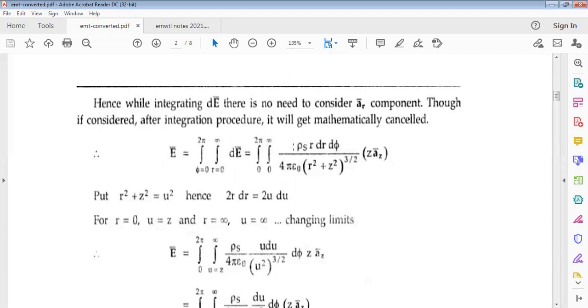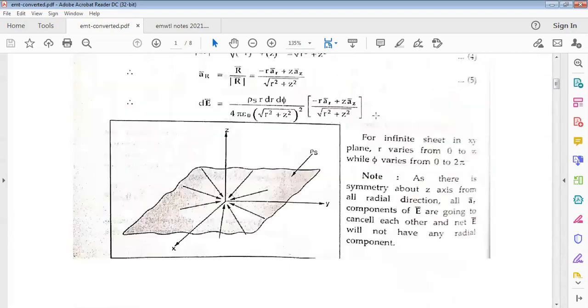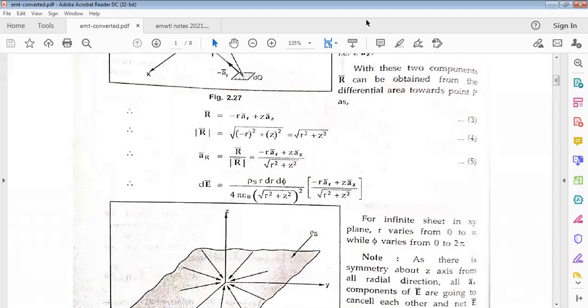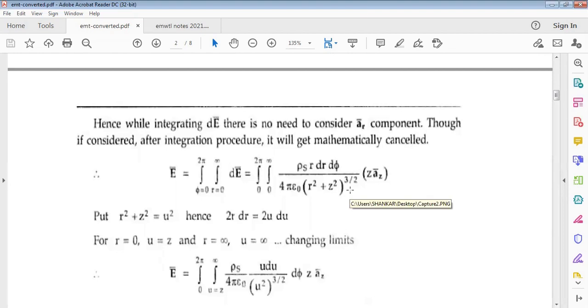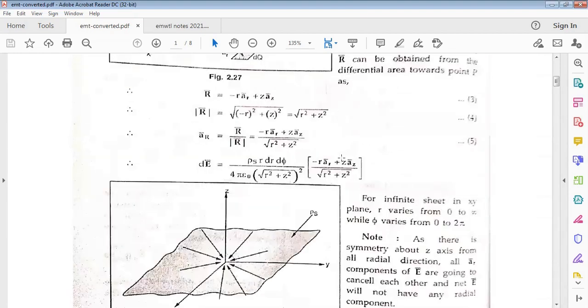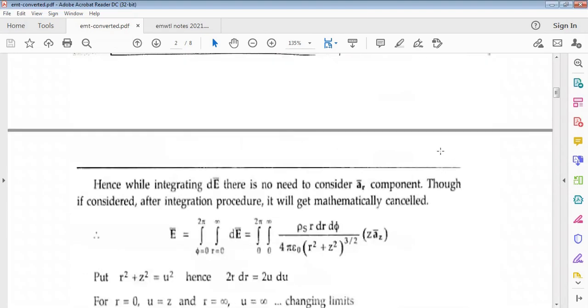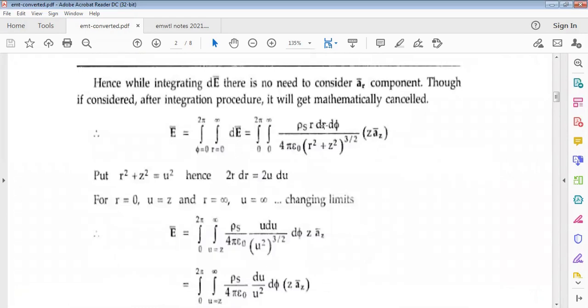So dE bar is rho s R dr d phi over 4 pi epsilon naught. You see the under root will get cancelled here: R square plus Z square whole power 1, and here the under root is there, R square plus Z square whole power 1 by 2. Both together, the denominator is R square plus Z square whole power 3 by 2. And we take only the Z component, not the R component, Z into AZ bar, the numerator is the same.